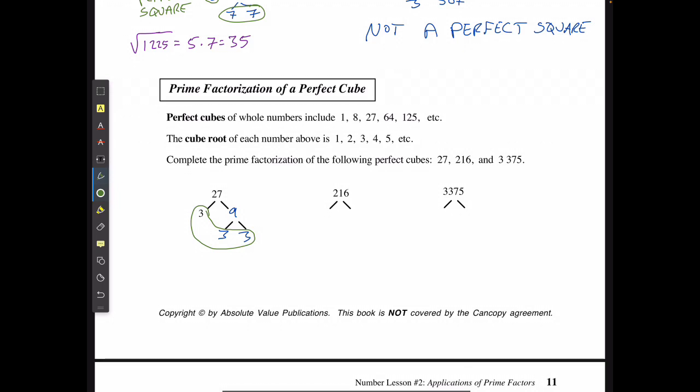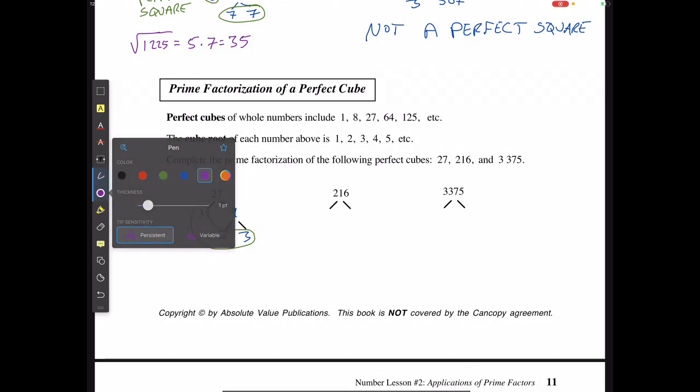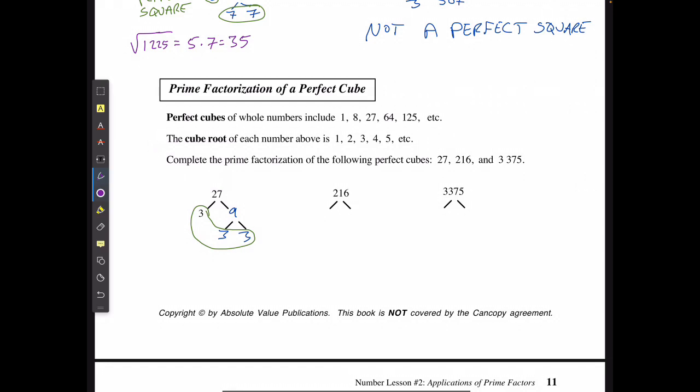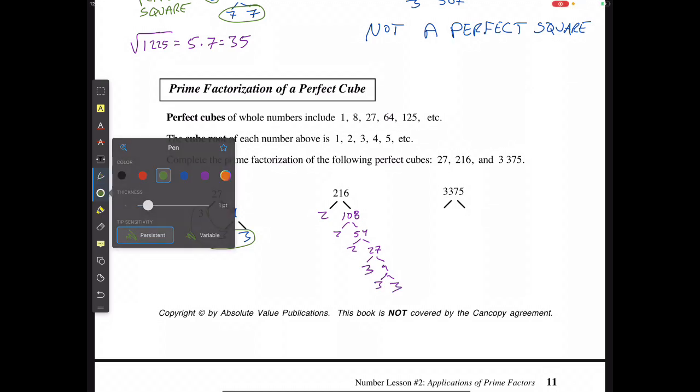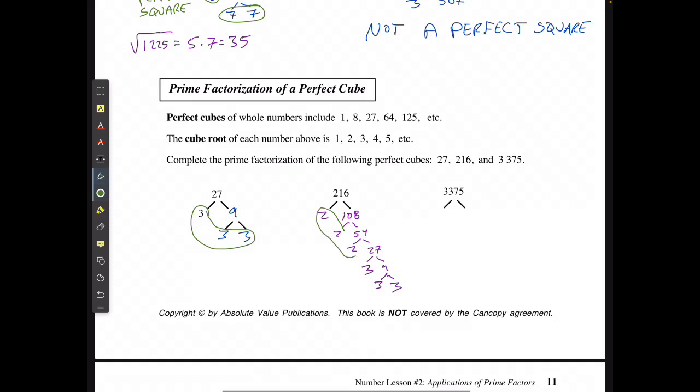If I'm doing 216, then I could say that this would be 2 and 108, which would be 2 and 54, 2 and 27, 2 and 9, and 3 and 9, and 3 and 3. There's my set of 2s, there's my set of 3s, and I don't have any remaining, so it is perfect.